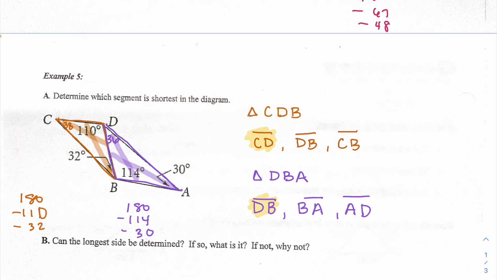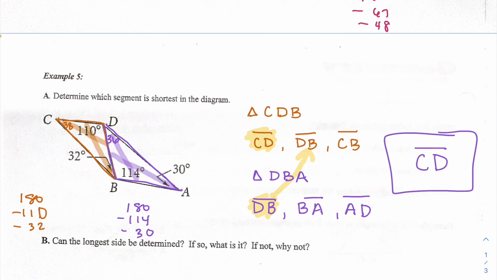Now they want to know what is the shortest one. Well, let's look. We know in our first triangle, the smallest one was CD, and in our second triangle it was DB. If we compare them though, if we look up here, DB is actually bigger than CD in that first triangle. So I would say our smallest side is going to be CD. So we know that DB is actually larger than that CD, which is how you kind of connect the two.